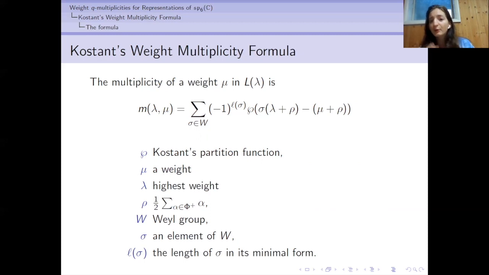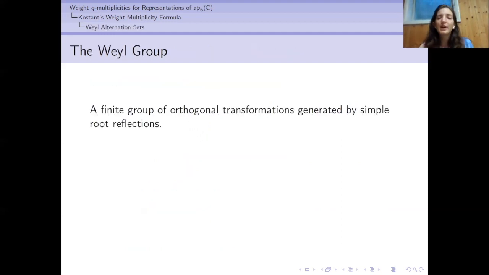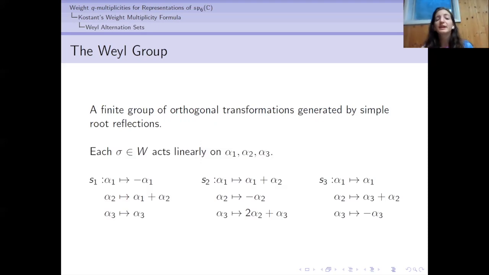And about the minimal form part, you can think of that like a permutation. Like when you write a permutation in cycle form, you can always write it longer. So we only care about the length in the minimal form. So now we can define the Weyl group. Geometrically speaking, it is a finite group of orthogonal transformations generated by simple root reflections. Computationally speaking, it is a group generated by these s_i via function composition. And these generators act linearly on the simple roots alpha 1, alpha 2, and alpha 3.